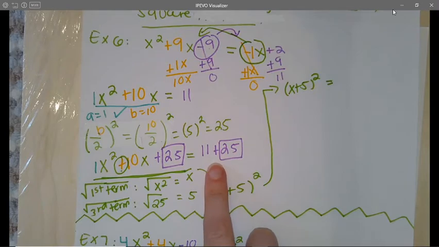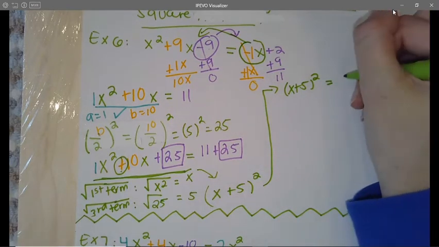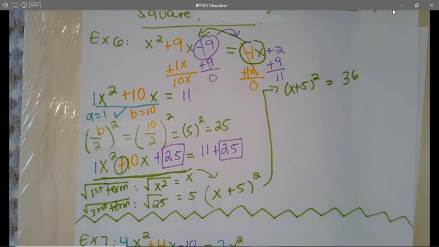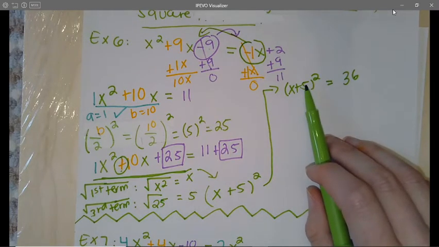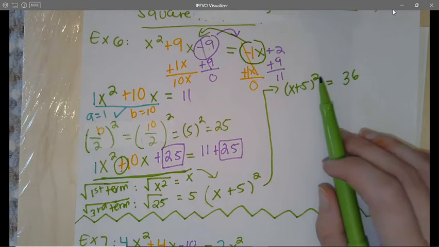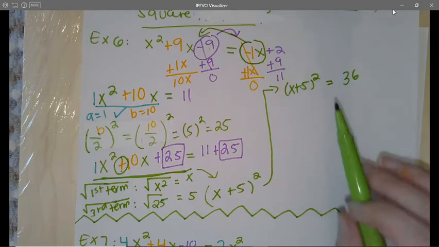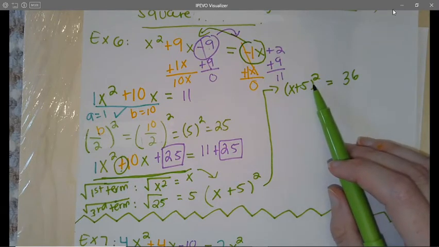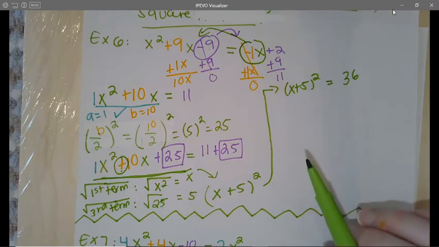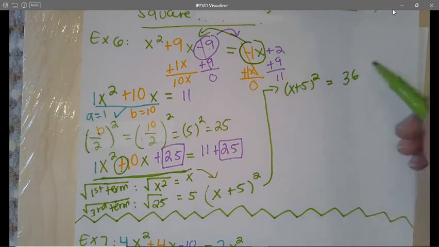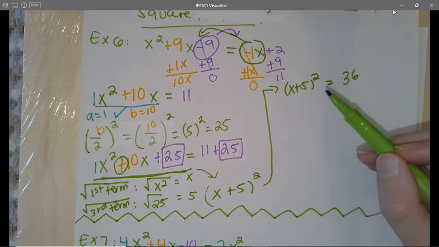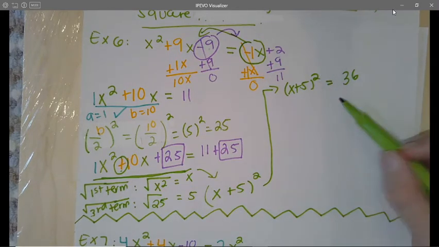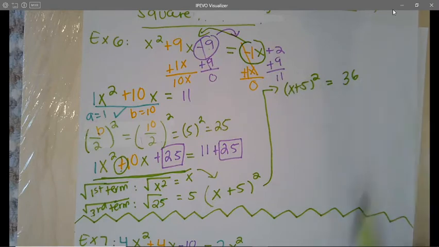What is 11 plus 25? That's correct. It is 36. Okay, so now this is where we can solve. Since I have a squared, I need to eventually get rid of that squared. What is the opposite or the inverse of a squared? That would be square root. So in order to solve this, when you have a squared, you have to use the square root property, which tells you to square root both sides of the equation.